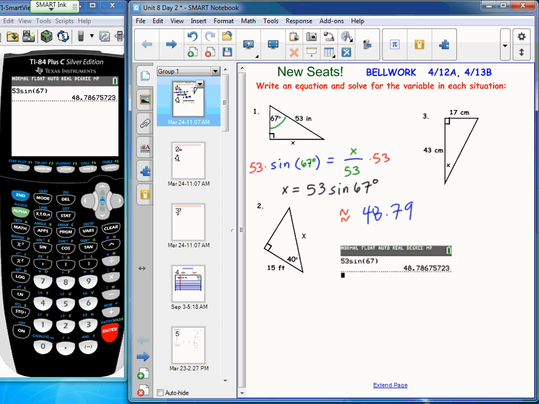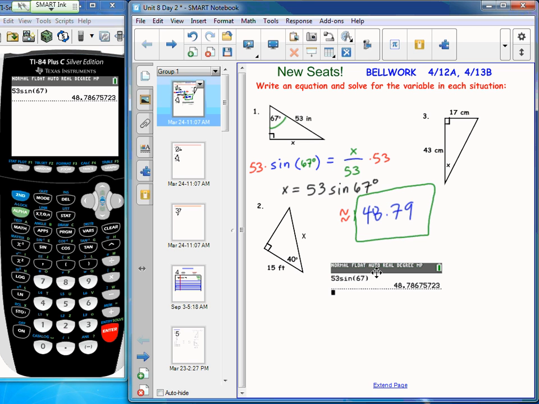Great work. What would a label on that 48.79 be? Will? Inches. So we'll go ahead and include that as well. All right. What questions do you guys have on number one?